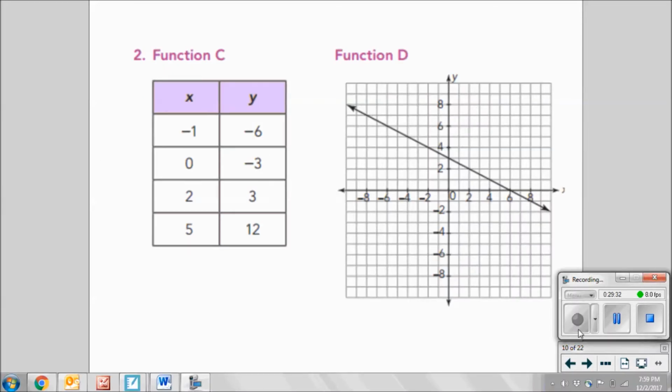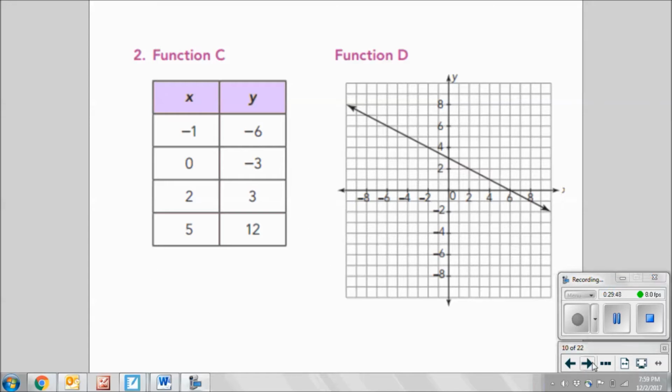All right, our work time is up. So I would like for partner 1, you're going to explain your answer for question 2. So you're going to walk your partner through what you got for function C and how you did it, and function D, and then share your explanation with them.